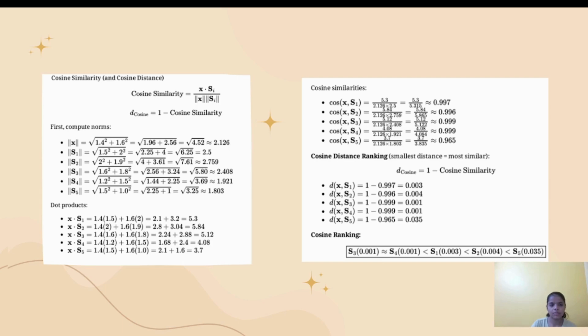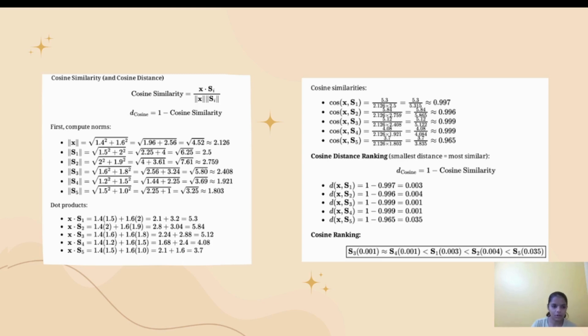To calculate the magnitude value, simply we have to perform the square and substitute the square of the given terms inside the under root. Here 1.4 square plus 1.6 square inside the under root, so we get our magnitude value of x is 2.126. Similarly, for student 1, student 2, student 3, student 4, and student 5. Here, this is our attribute 1 and attribute 2 for student 1. When we substitute and calculate, our magnitude value for S1 is 2.5. Similarly, we will calculate for S2, S3, S4 and S5.